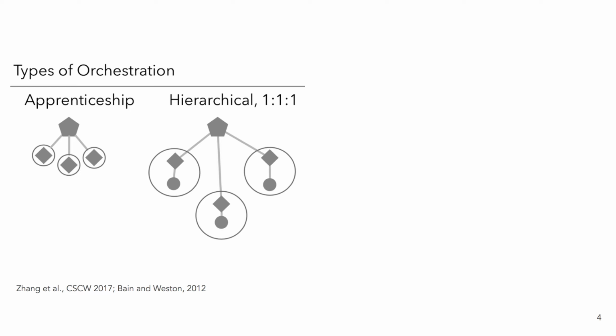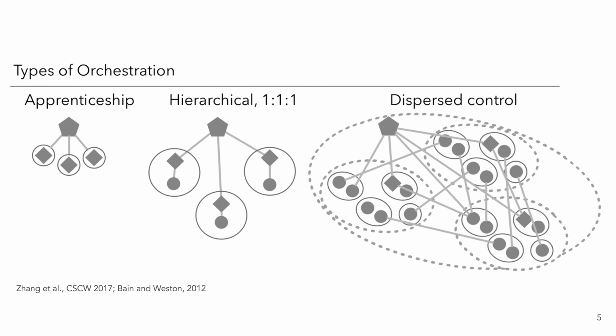In particular, traditional models of orchestrating research involve one-to-one apprenticeship or a one-to-one-to-one hierarchical model of interaction, but these models still create bottlenecks in who can help whom. Instead, we consider this idea of networked orchestration, where you now disperse control across the entire community, and so you don't have the bottlenecks that you do with the previous models.